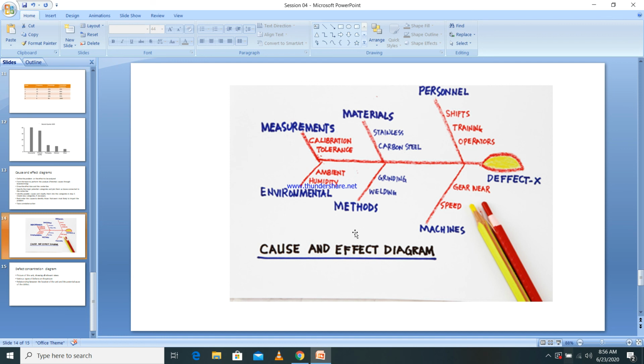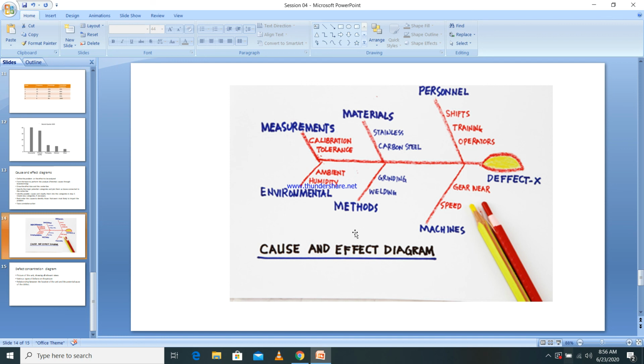But if you didn't find a category to place your cause, you can identify that cause as a new category and put it there, right? And then for each category, you will have several causes. Now if you look at this diagram, you can see under the personnel category you have 3 causes, that is the problems with the shifts, training and operators.